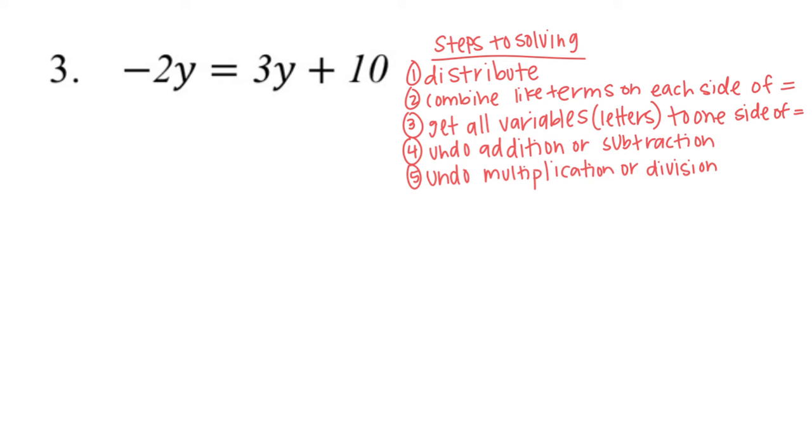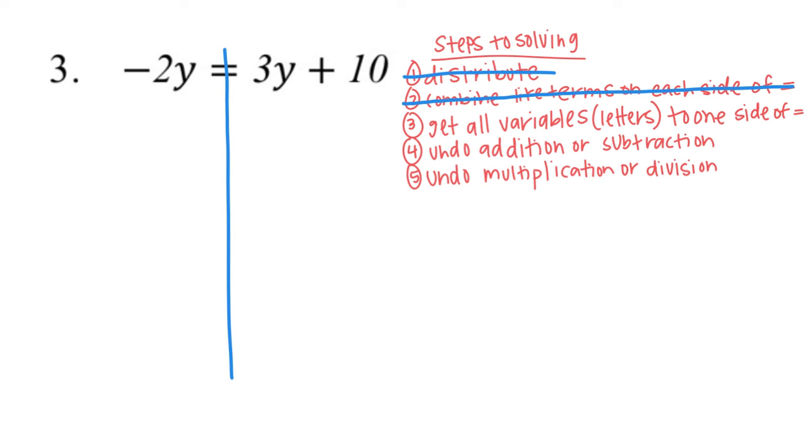All right, let's do another one. Draw your line down your equals. Our first step says distribute. I don't see any parentheses, so I don't need to do step 1. Step 2 says combine like terms on each side of my equals. On this side, there's just a negative 2y. And on this side, there's a 3y plus 10, but those cannot go together. They are not like terms. So I don't need to do step 2.